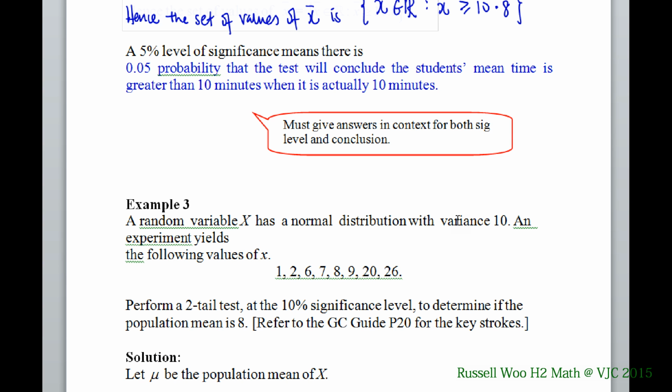Okay, example 3. A random variable has a normal distribution with variance 10. Experiment use the following results of X. Perform a two-tailed test at 10% level of significance. Also now we're going to practice how to do a two-tailed test.